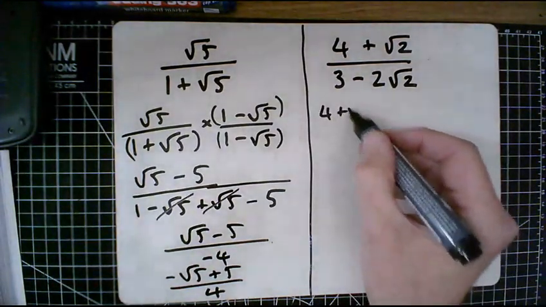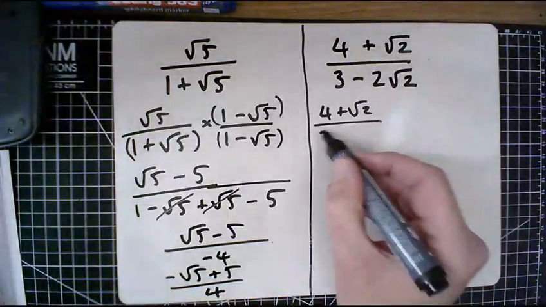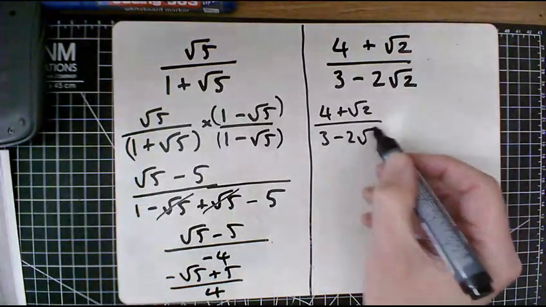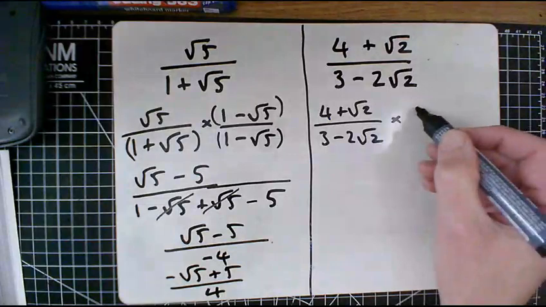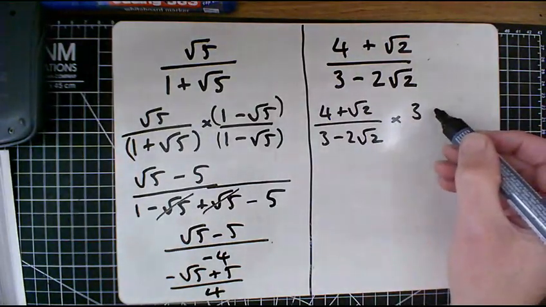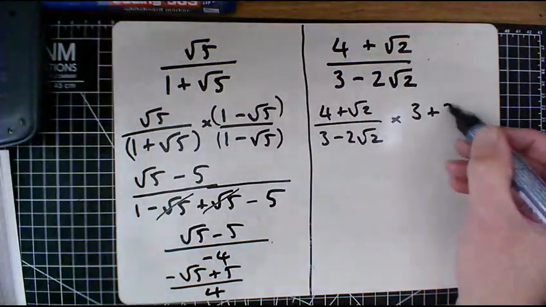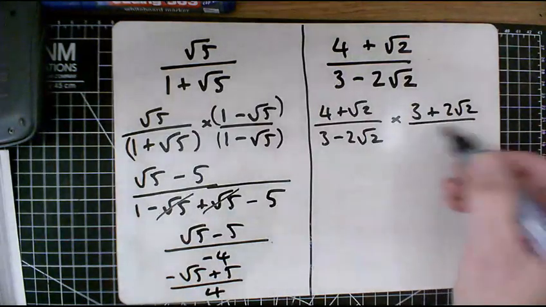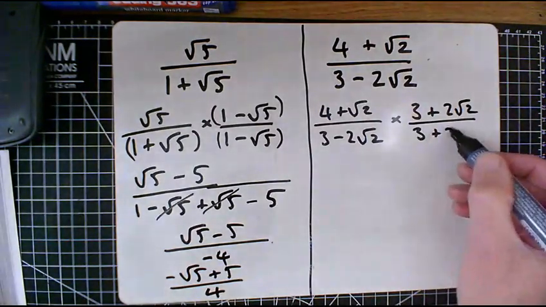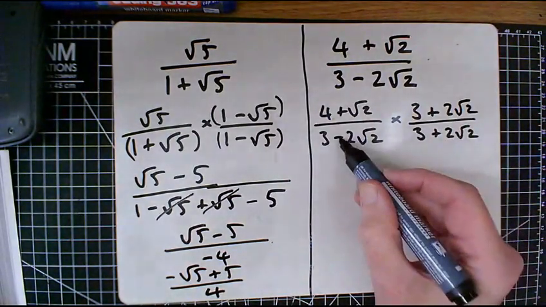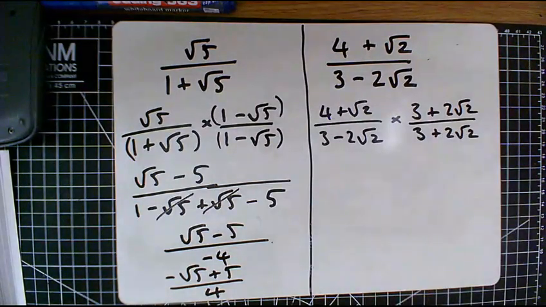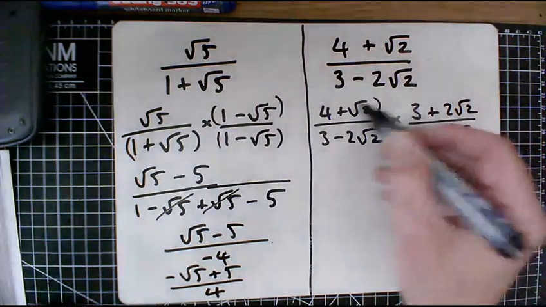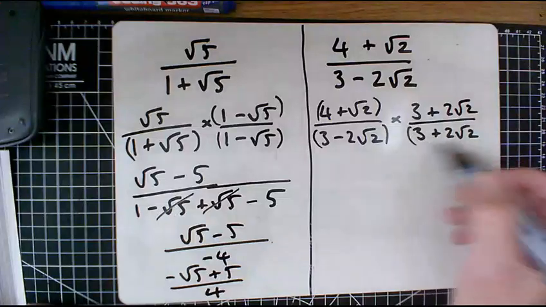4 plus root 2 over 3 subtract 2 root 2. So I'm going to multiply it by 3 plus 2 root 2 over 3 plus 2 root 2. I've changed the sign from a negative to a positive. Then I'm going to put some brackets in just to help me.